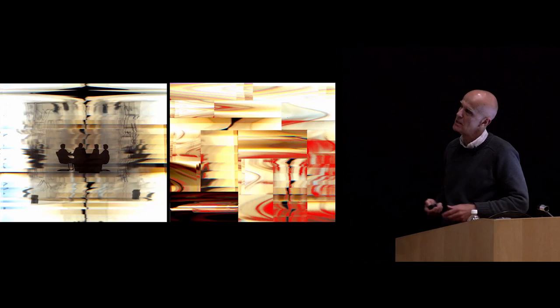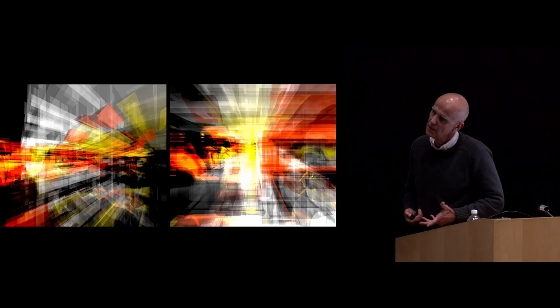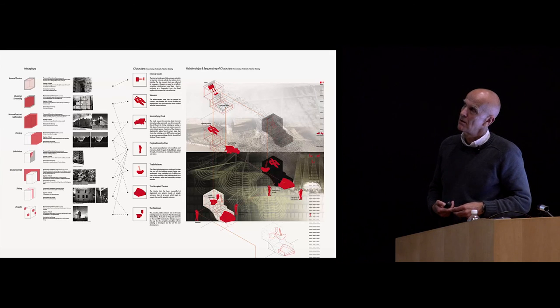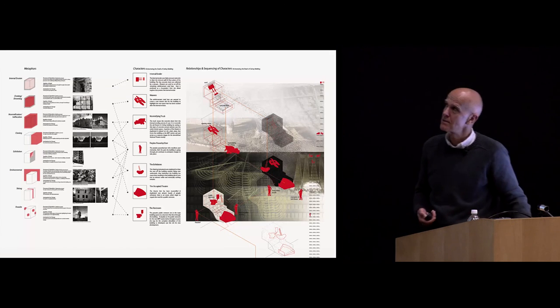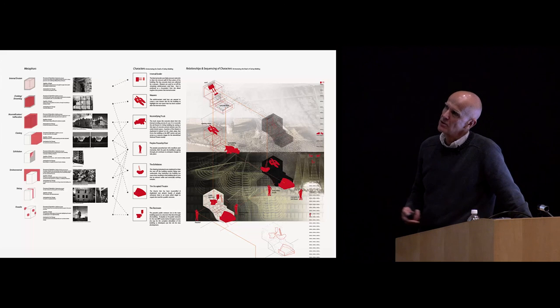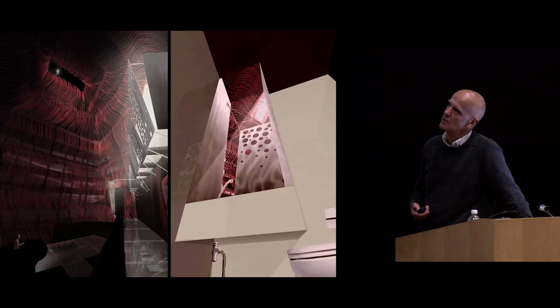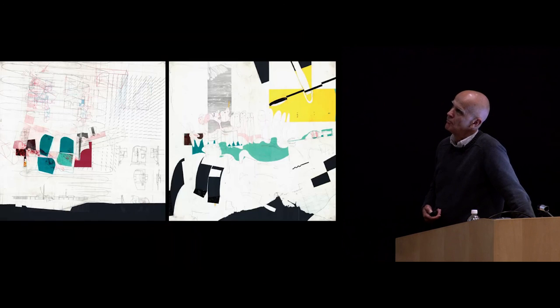Interested in scanning malfunctions. So when you scan something, it glitches and tweaks. How could that generate possible spatial territories? This is a speculative office building, two views in that office building. How could an architecture die in noble ways? So a series of characters and tactics about a building in Singapore that could die in a noble way.